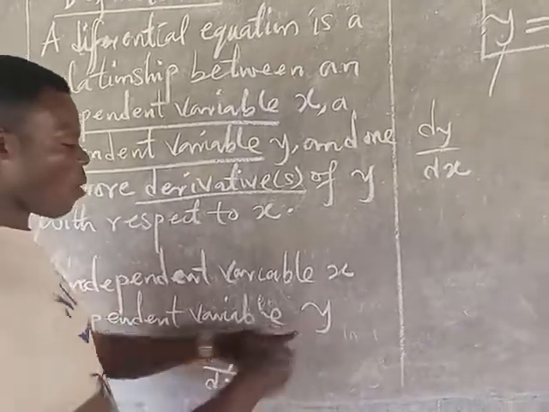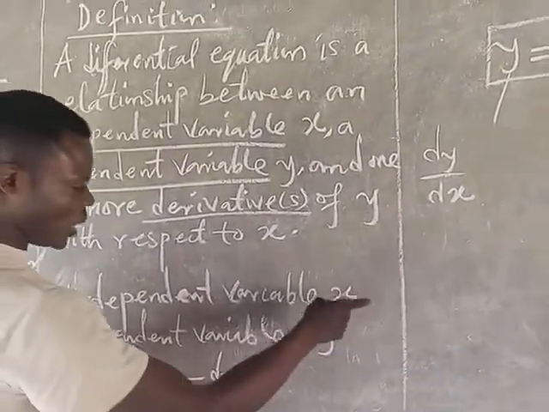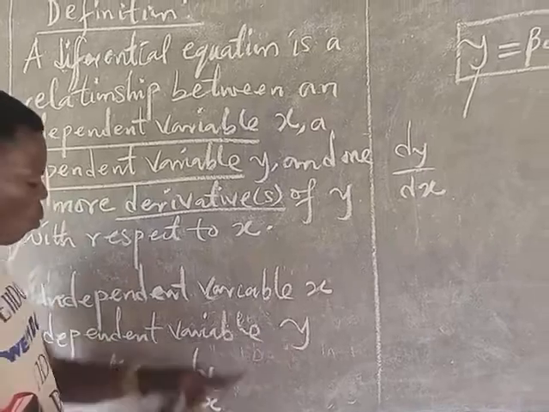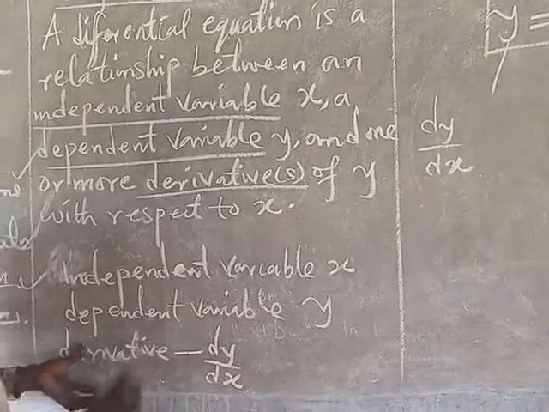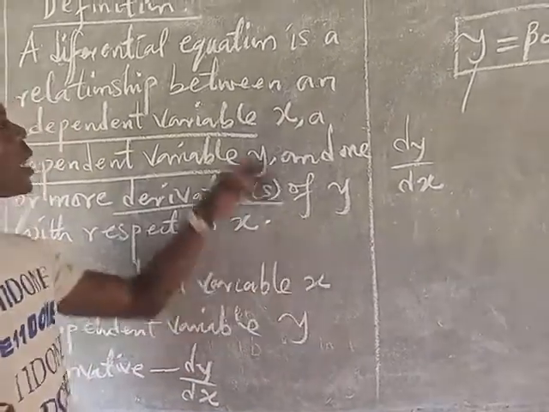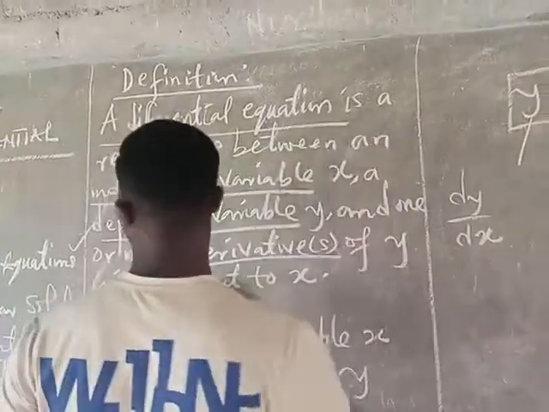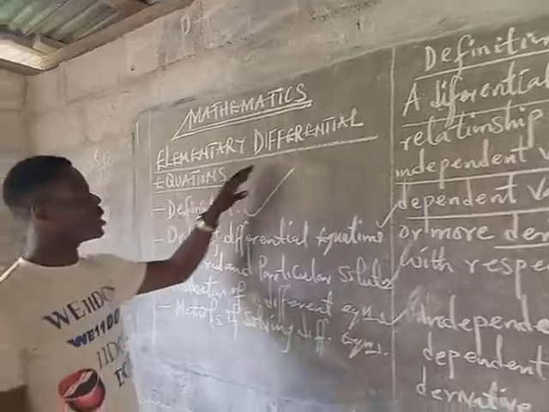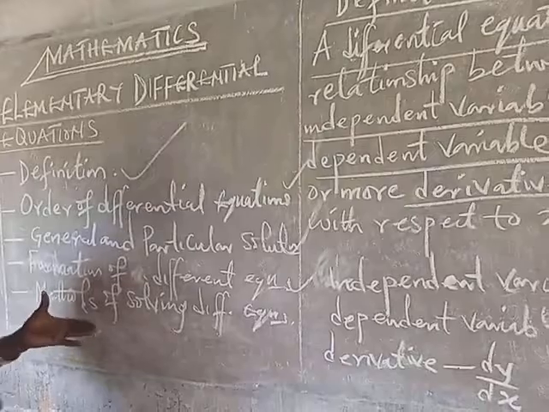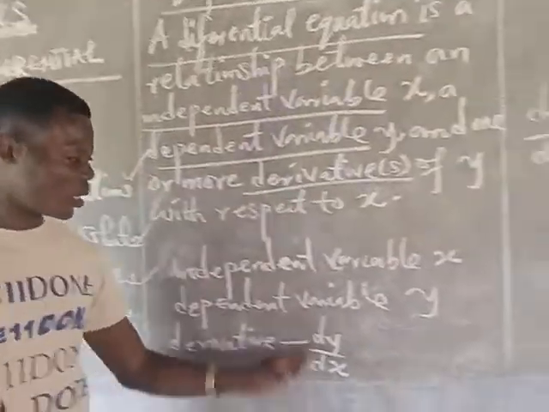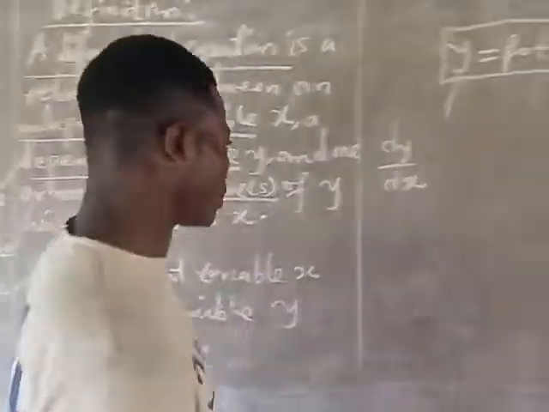y depends on x. Then the relationship between this and this, with one or more of these derivatives of y with respect to x, is what is referred to as a differential equation. That is the definition of a differential equation, and that is the best way I think we can explain differential equation. So these three things explain better what a differential equation is.